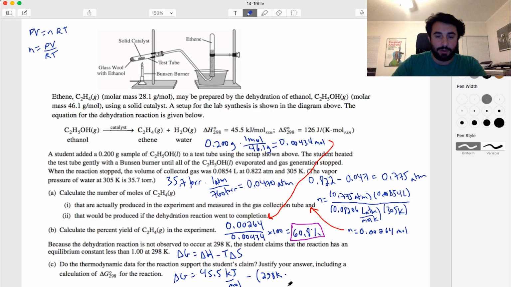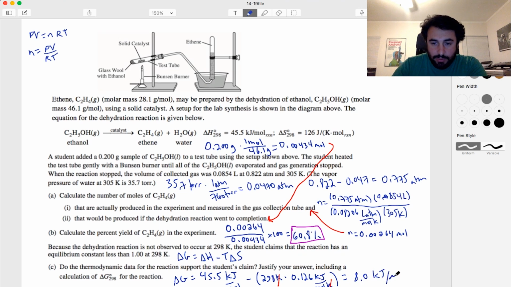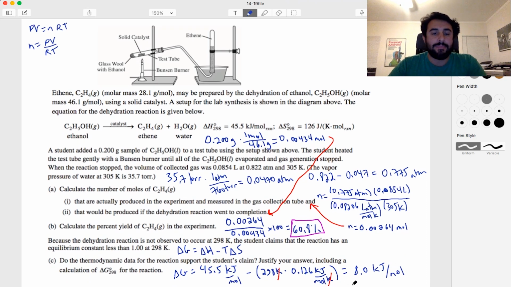This is joules right here. So we don't want 126. We want 0.126. We have to divide that by 1,000. And so now that's in kilojoules per mole K. And so the kelvins cancel out. And if we plug that into the calculator, we're going to get 8.0 kilojoules per mole. So that makes sense.